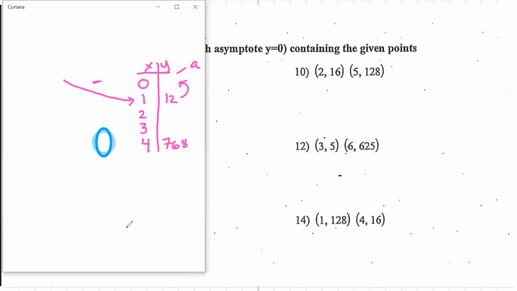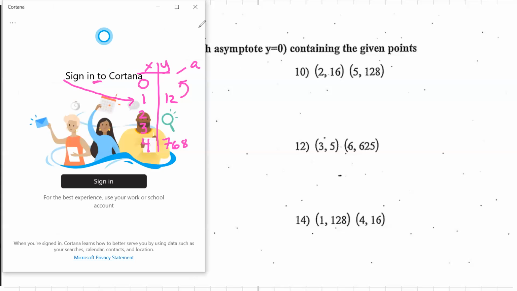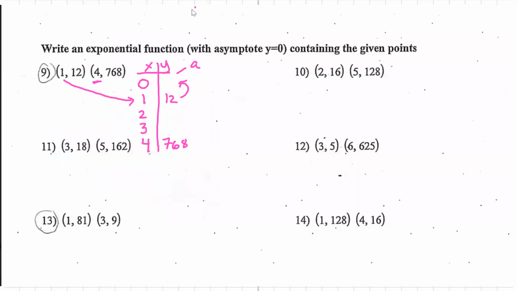Go for it. Close that. It's really important you have a calculator for this class. Okay.